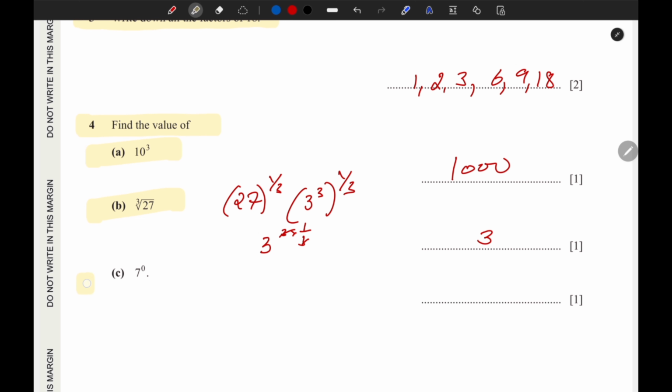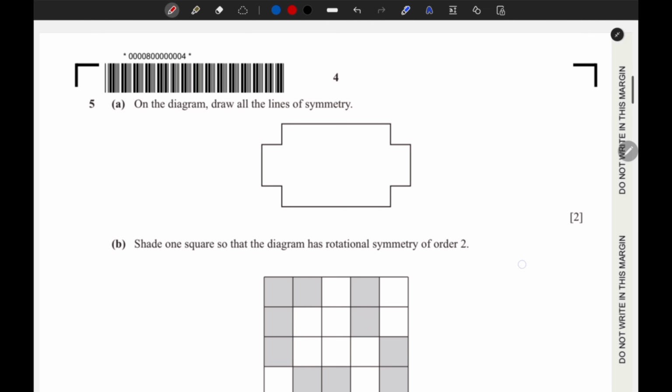Now 7 to the power 0. You should know that anything to the power 0 is 1. So the answer is just 1. Okay. Now the 5th one.